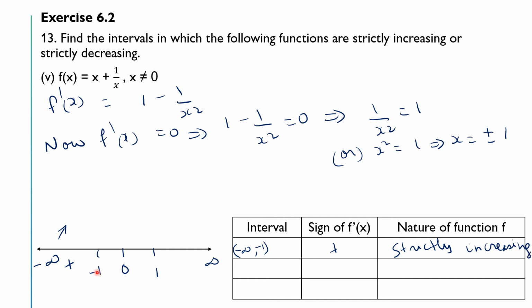Now when we consider the interval minus 1 to 0, say if we substitute minus 0.5 and check the sign of f dash of x, here we will get 1 minus 1 by 0.25. So in the interval minus 1 to 0, the sign of f dash of x is negative. So the nature of function f is strictly decreasing. So here it is negative, and the function f is strictly decreasing in the interval minus 1 comma 0.